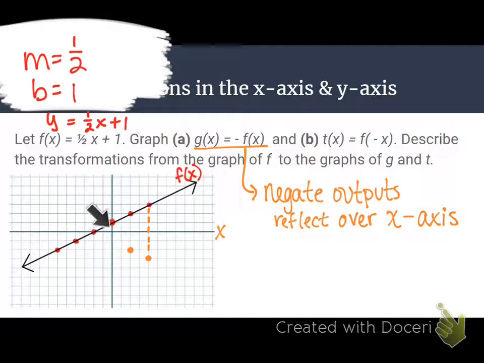How many away is the next one? 1. So we're going to go 1 more away on the other side. Now my next point is on the x-axis. So how many units away is it? 0. So it stays 0 units away. That point doesn't change. That's where they cross each other. My next point is how many units below the x-axis? 1. So we're going to go 1 above the x-axis. And then my last point that I made is how many below? 2. So we're going to go above 2.